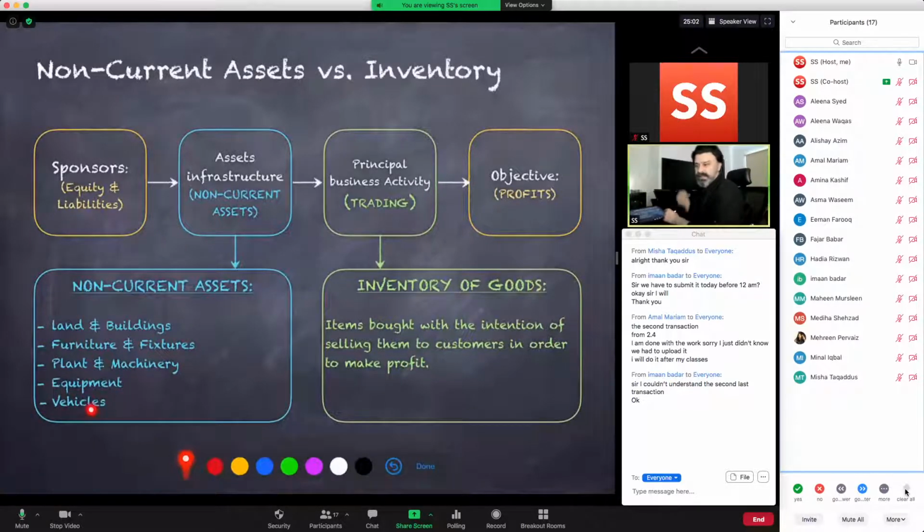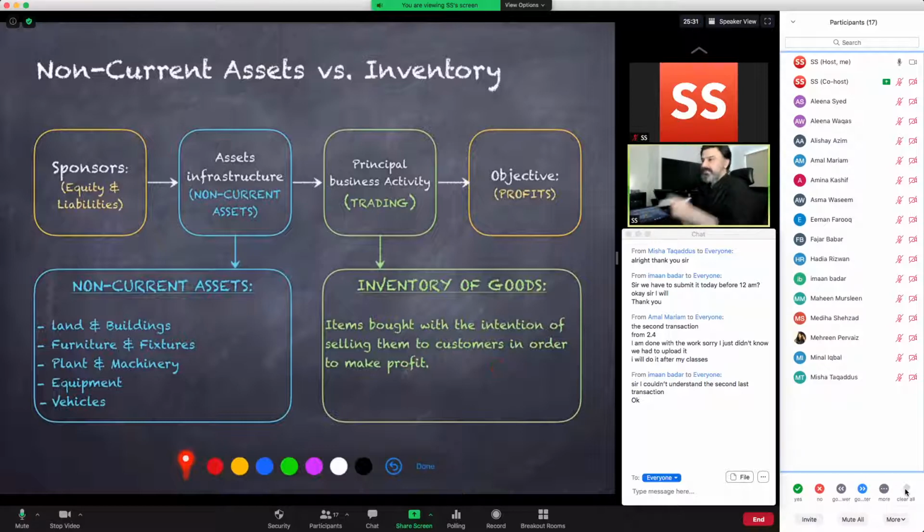The first car that you decided that you want to give to your sales manager, who is going to use this vehicle in running the affairs of the business, is not going to be termed as inventory of goods. That will be termed as a vehicle and will be treated as a non-current asset. But the other car, which is exactly the same and identical in make, model, and specs, is going to be treated as an inventory of goods because you decided that you are going to sell it for profit.